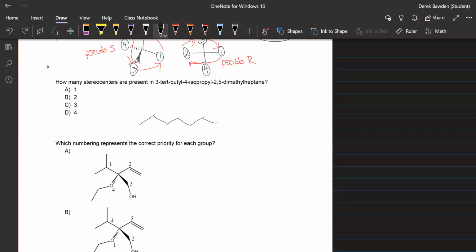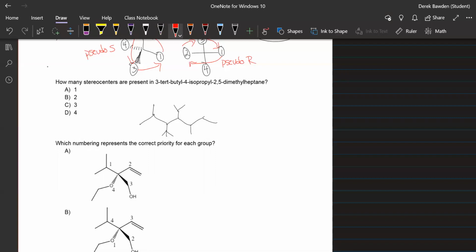Okay. And at number 3, we have what? Tert-butyl. Okay. And then at number 4, we have an isopropyl. And we have 2,5-dimethyl. So at carbon 2, we have a methyl group, and at carbon 5, we have a methyl group. Okay. So this is our structure. Now we need to determine how many stereocenters are present in this molecule.